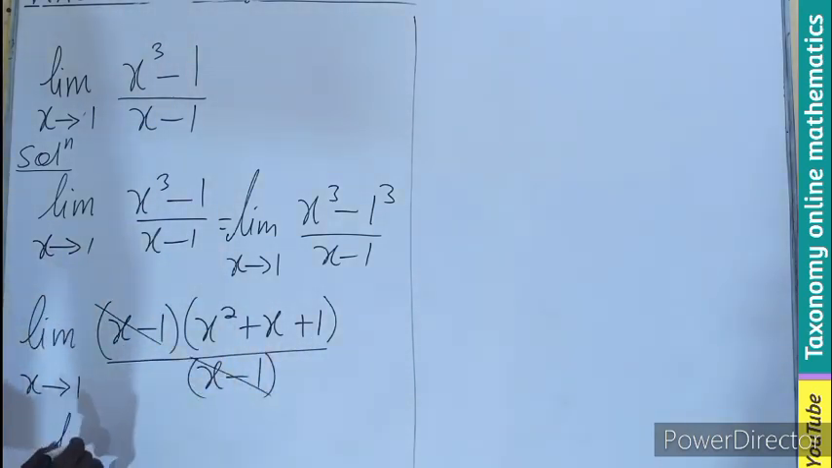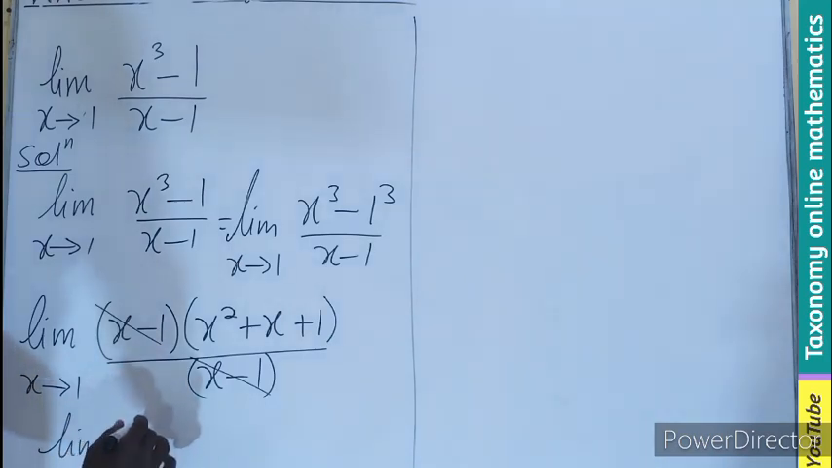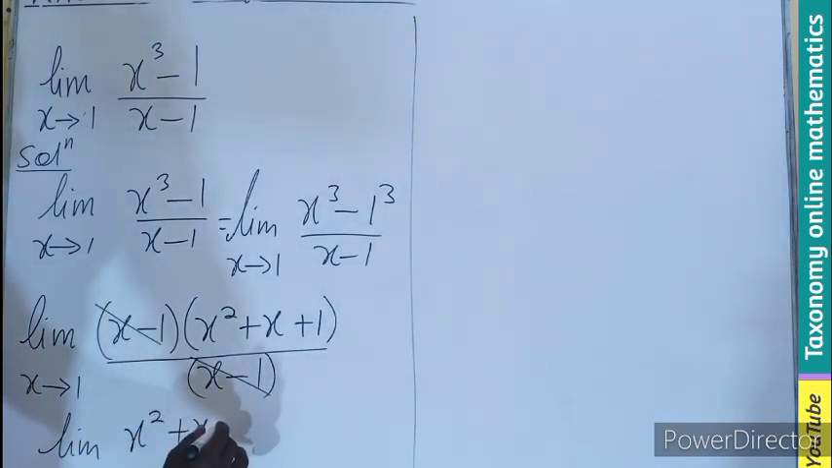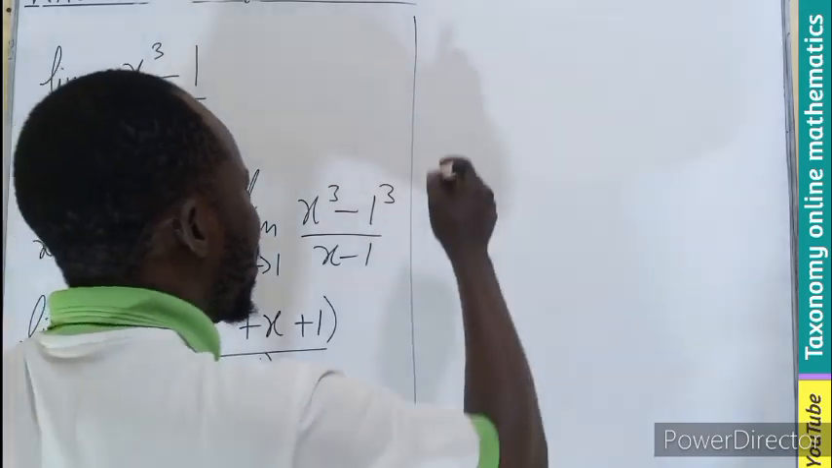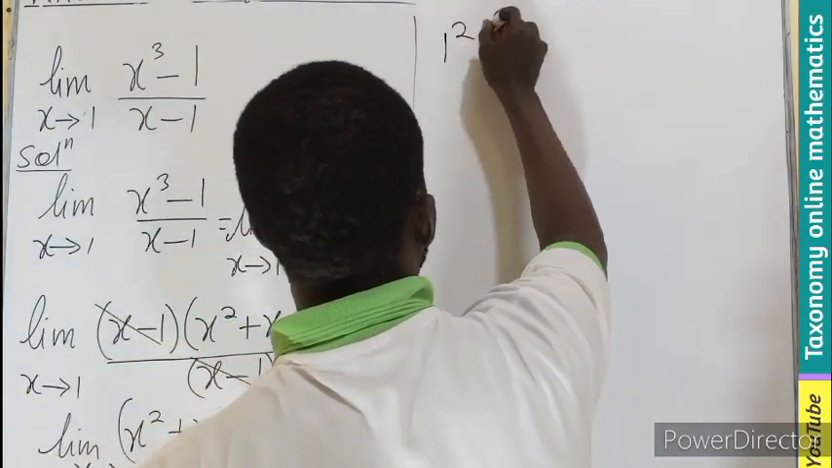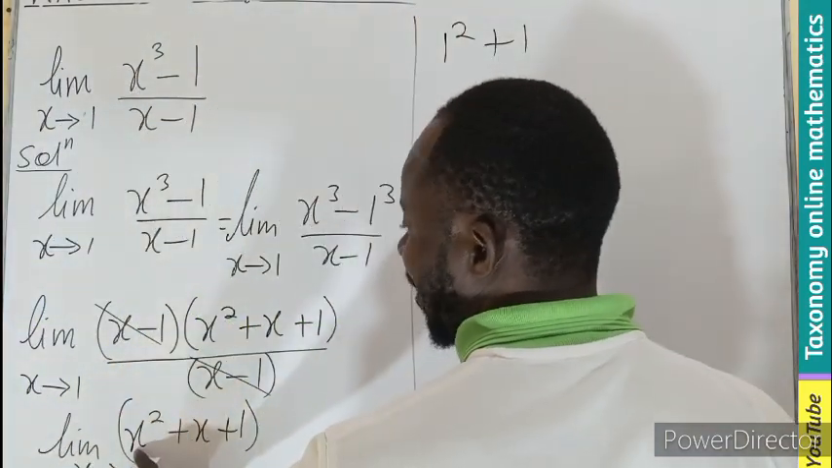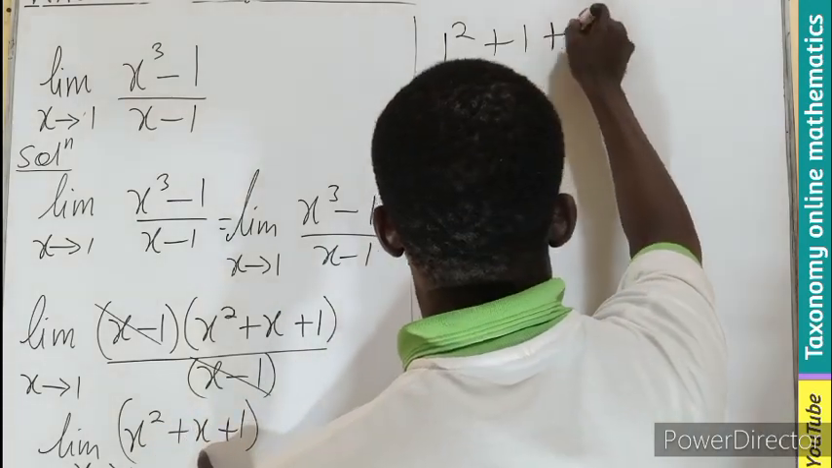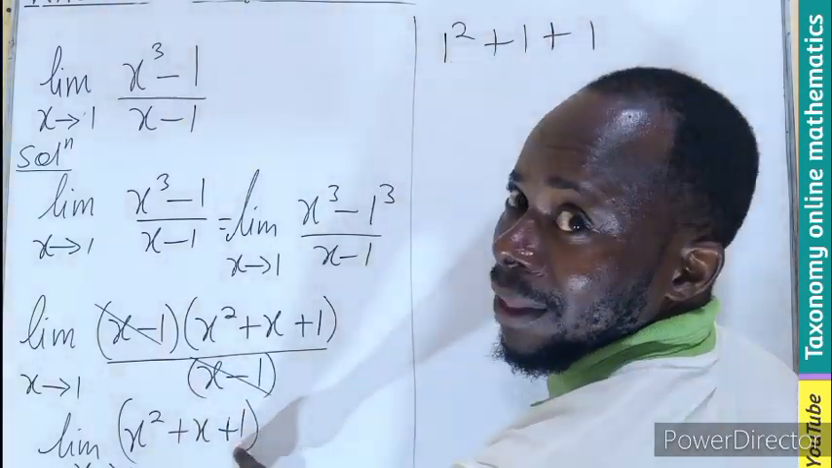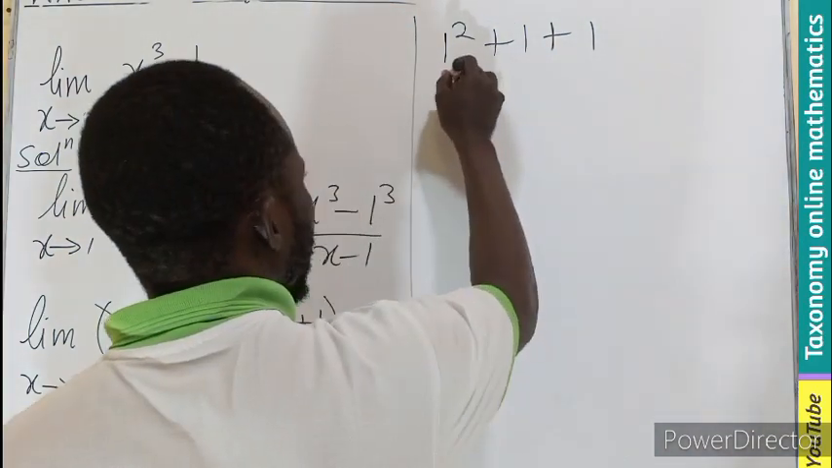So our limit will just be x squared plus x plus 1, where x is approaching what? 1. So we now substitute the value of x, meaning I'll be having 1 squared plus 1. Wherever I see x, I put 1. So 1 squared plus 1 plus this original 1 here. Then that will be giving us 3.